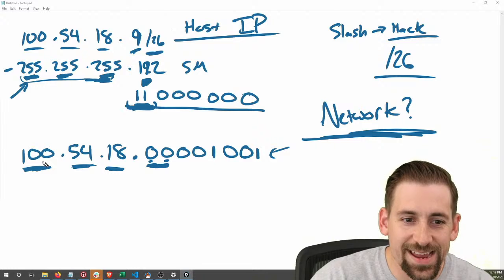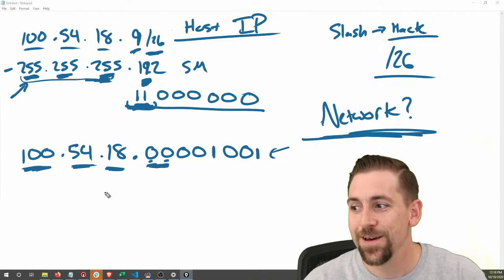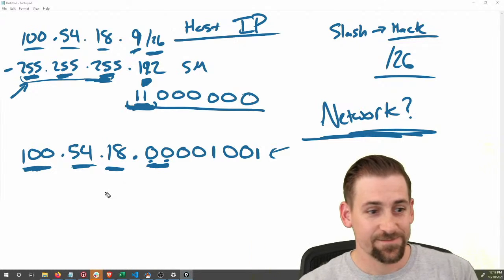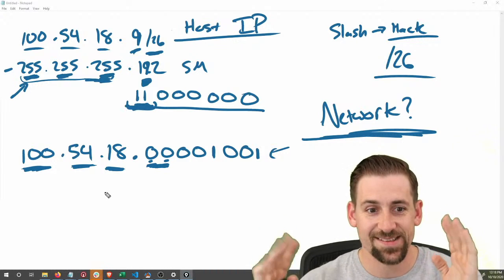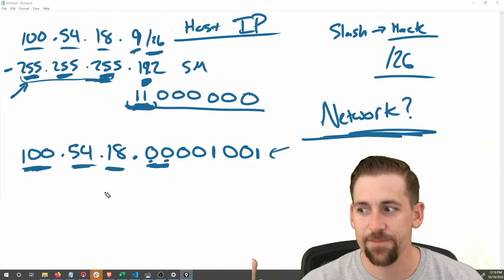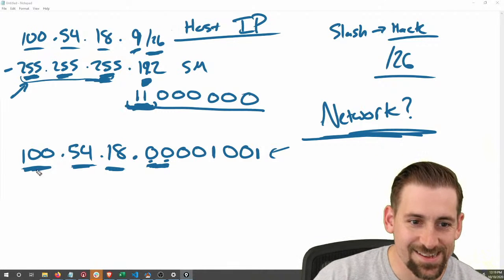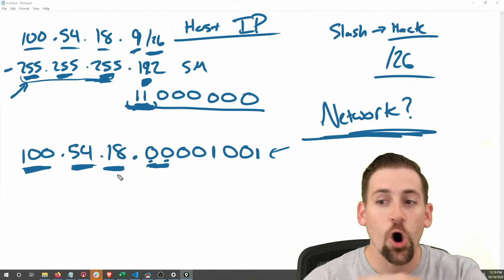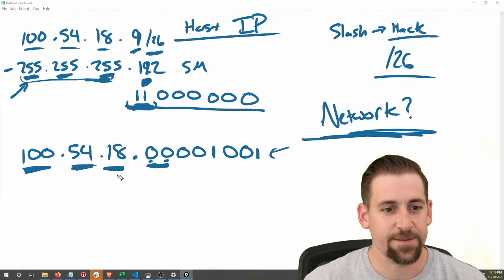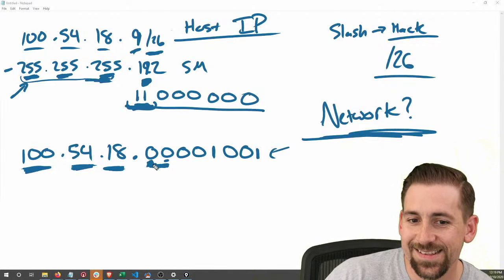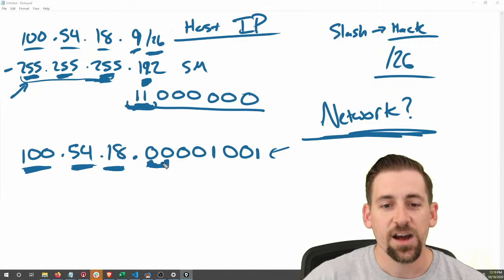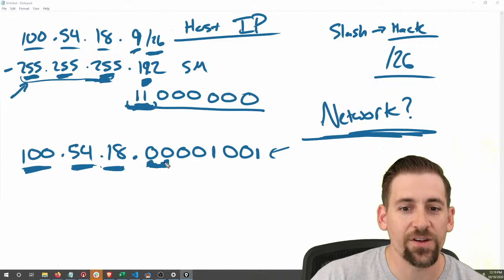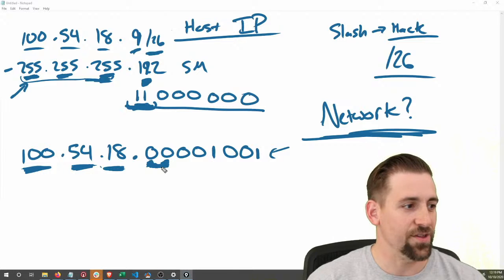So if all 8, 16, 24 bits in those 3 octets have to stay the same, then that number has to stay the same. I think we can agree with that. This has to be the same, this has to be the same, and this has to be the same, because every bit in that space has to be the same. So the only thing that has to stay the same now to identify the network that I'm on are these 2 leftover bits, right?